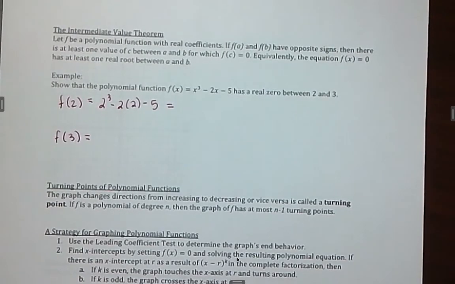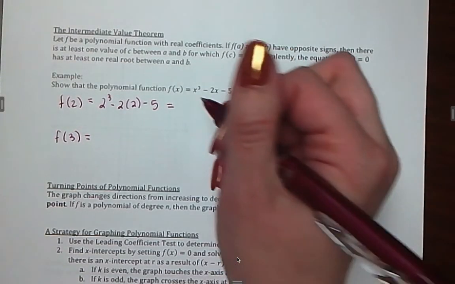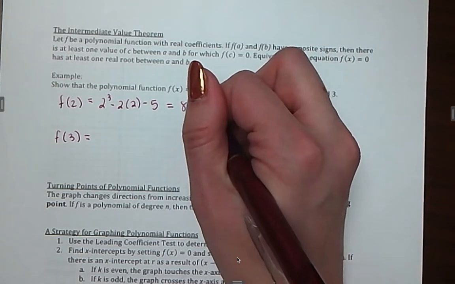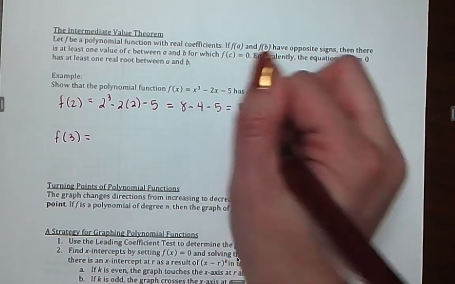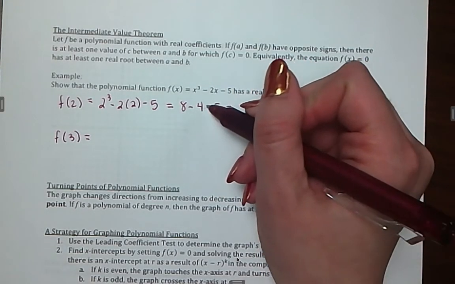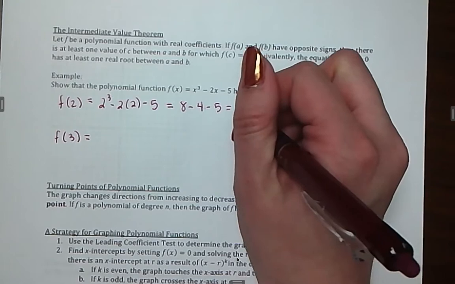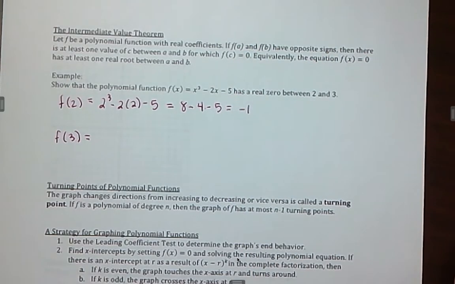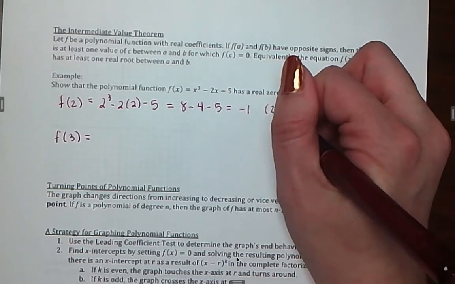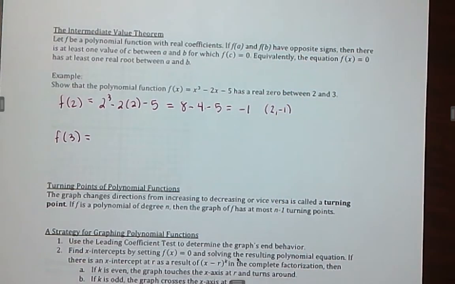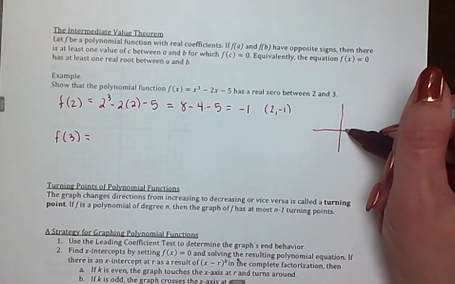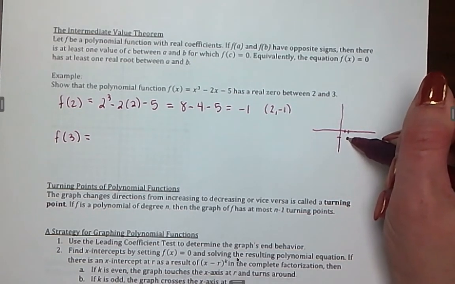So what is 2 cubed? 8. Minus 2 times 2? And minus 5. So what's 8 minus 4? 4. And then 4 minus 5? -1. Okay. So if you need to, think of it as now you have the ordered pair 2, -1. If I sketch a little graph here, we have that point.